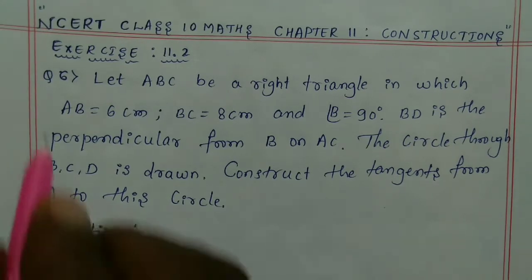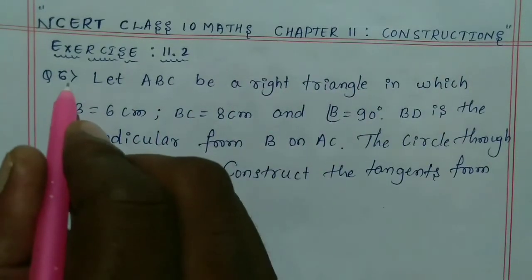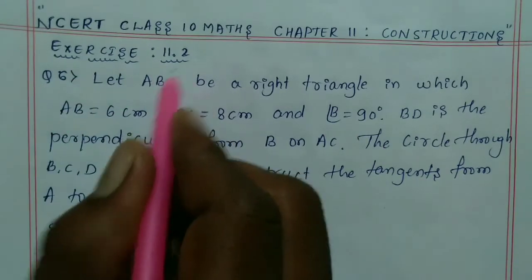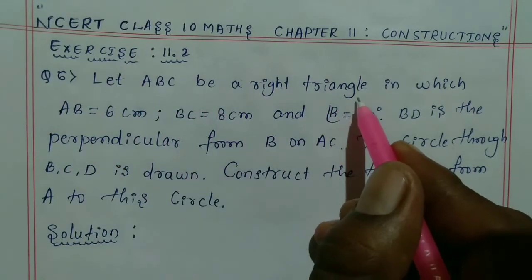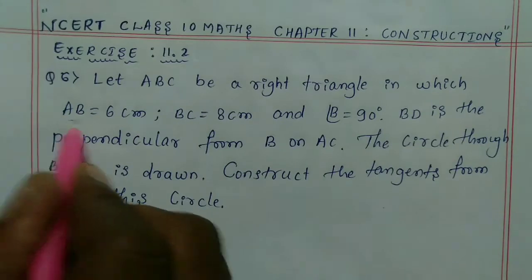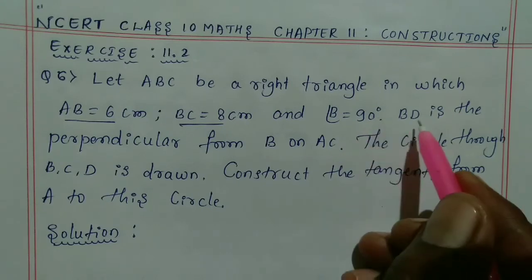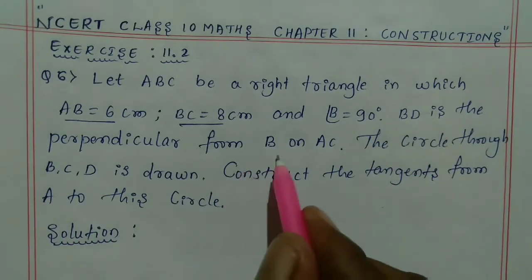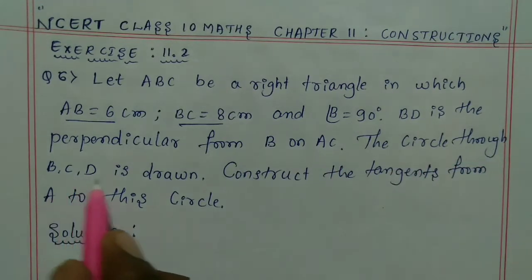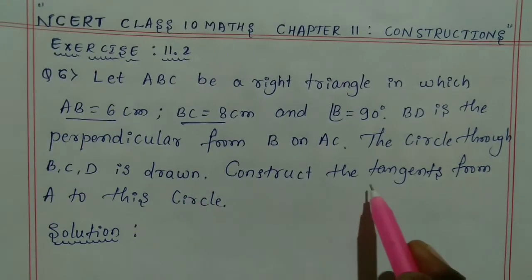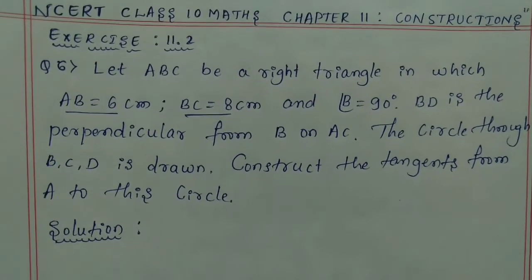Today I will discuss NCERT Class 10 Math, Chapter 11, Constructions. Exercise 11.2, Question number 6. The question is: let ABC be a right angle triangle in which AB equal to 6 centimeter, BC equal to 8 centimeter, and angle B is 90 degree. BD is perpendicular from B on AC. The circle through B, C, D is drawn. Construct the tangents from A to this circle. Okay, this is the question, right?